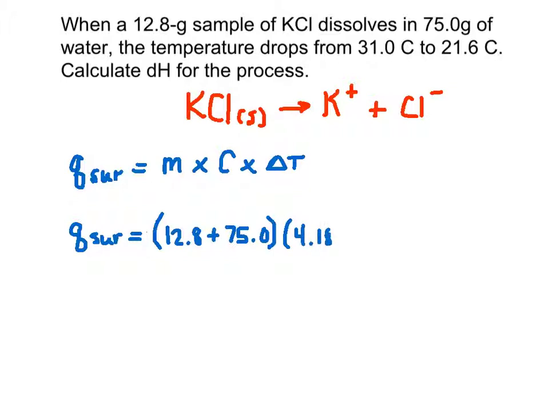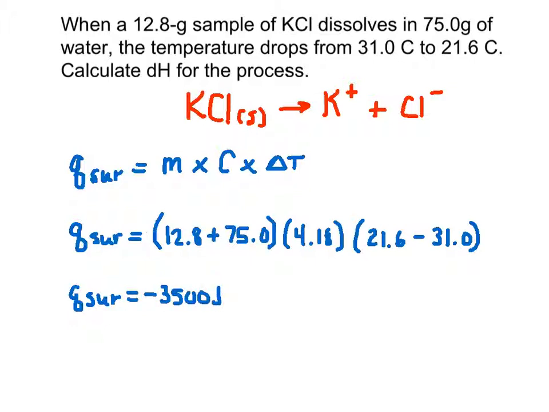We used that in lab. Just reminded you of that on the previous slide. And then we have to do the temperature change. And remember, we do final minus initial. So in this case, final temperature is 21.6, and the initial temperature was 31.0. All right, if I do all that and I figure out my significant digits, what I should get is minus 3,500 joules. That's only two significant digits.